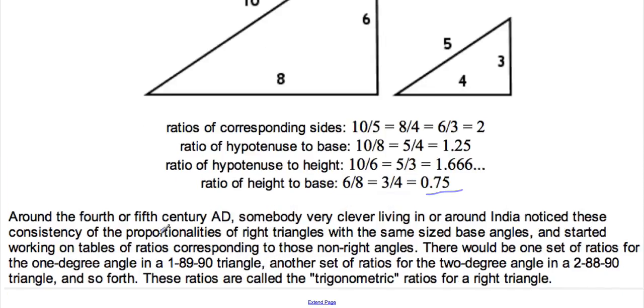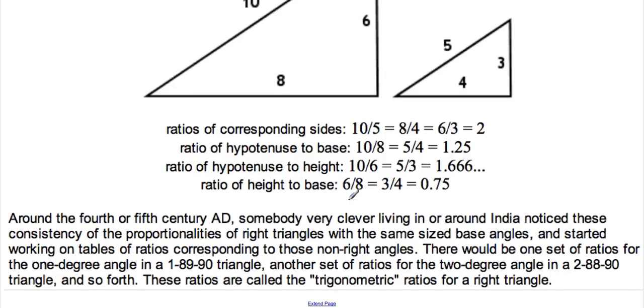Around the 4th or 5th century, somebody very clever living in or around India, you don't need to know the name, but I think it was Bhaskara the first or Bhaskara the second, noticed this consistency of the proportionalities of right triangles with the same size base angles, and started working on tables of ratios corresponding to those non-right angles. There will be one set of ratios for a 1 degree angle, 1-89-90 triangle, another set of ratios for a 2 degree angle, 2-88-90 triangle, and so forth. These ratios are called trigonometric ratios for the right triangle.